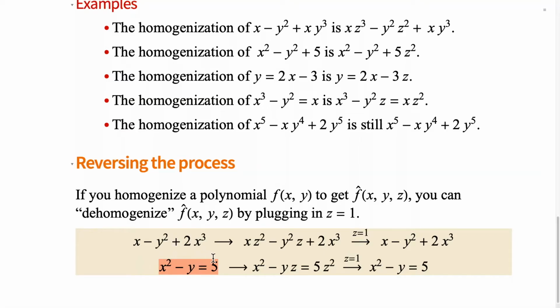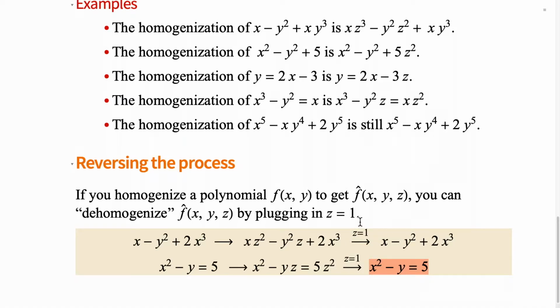If you have an equation like x squared minus y is equal to 5, that's degree 2, degree 1, degree 0. We would homogenize this as x squared minus yz is equal to 5z squared. If we take this and replace z with 1, it drops back to x squared minus y is equal to 5. And that's exactly the equation that we started with. So you can homogenize things, bring it up to x, y, and z, and once it's homogeneous, you can bring it back down just by using z equals 1.